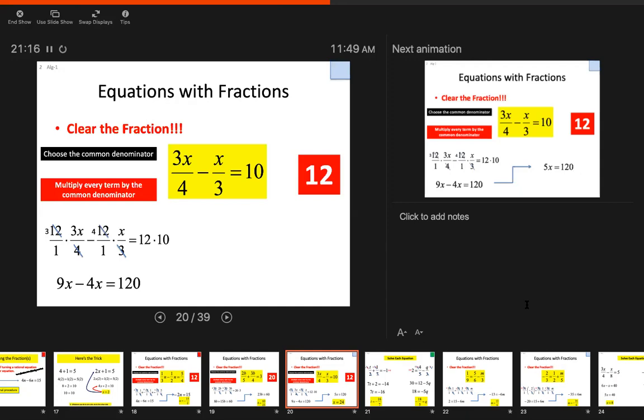You wind up with these beautiful, friendly numbers. 9 minus 4. Then and therefore, it's whatever 120 divided by 5 is. This is the only one where we get a nice friendly answer. What's the answer? 24. 44, is that right?